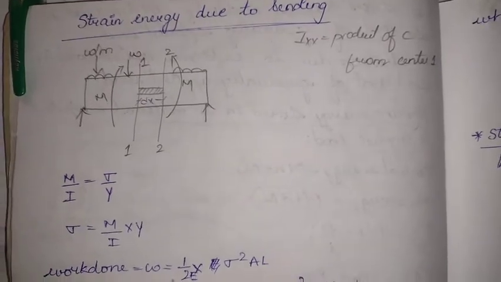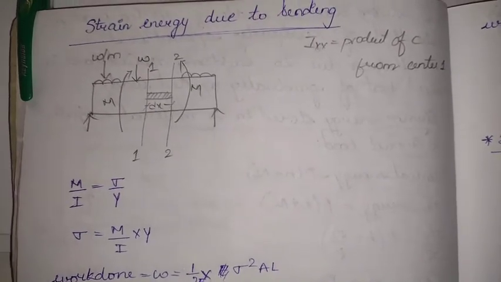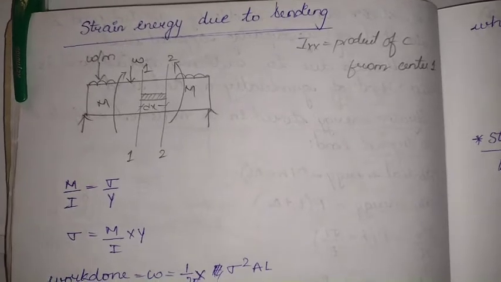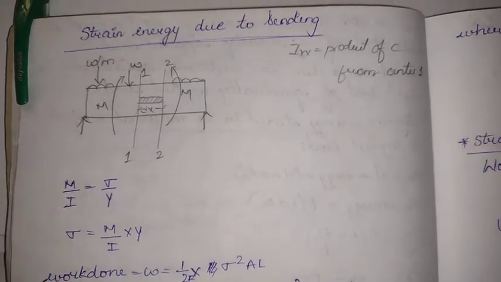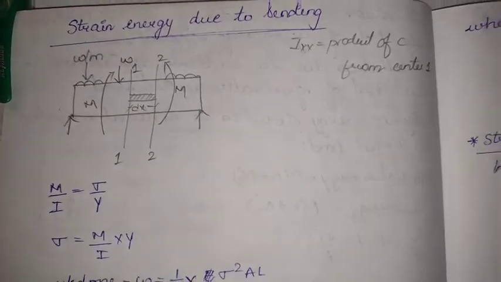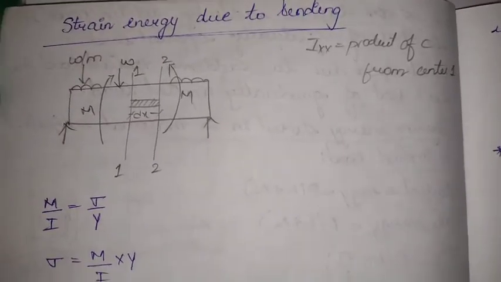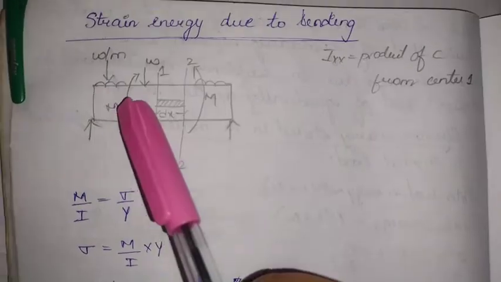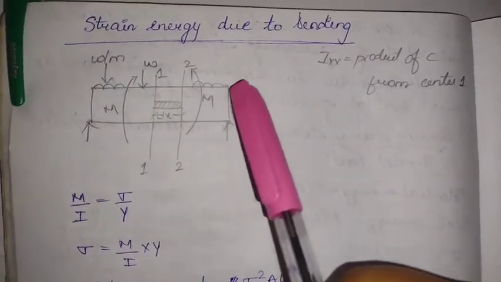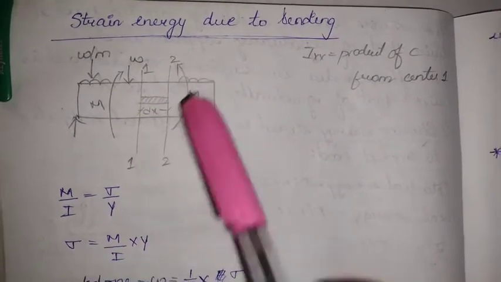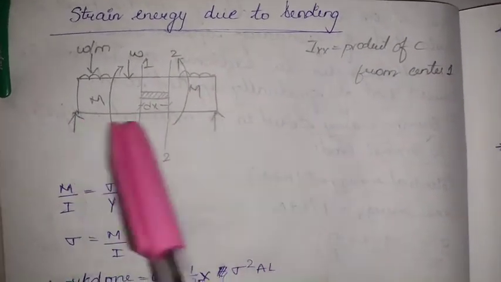As I promised in the previous video, I am sharing the video regarding the strain energy due to bending, torsion and shear. First, let's see the strain energy due to bending. We are considering a rectangular beam subjected to a series of loadings, and the moment caused by this loading, supported at two ends.